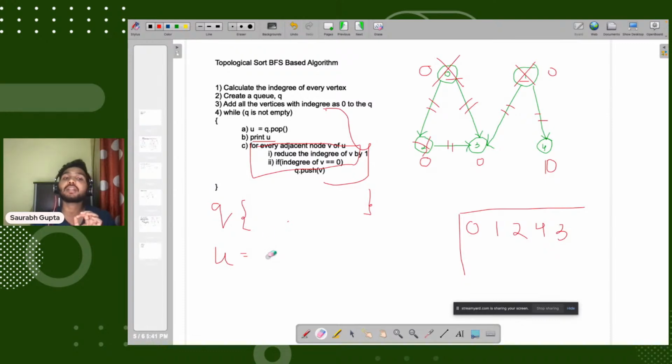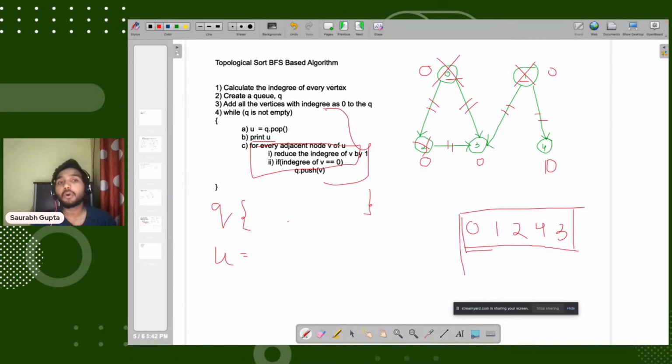Now in the next iteration, I can see that my queue is empty. So this while condition would be false and I'll come out of this while loop. And the sort order would be 0, 1, 2, 4, 3. Right? So this is the topological sort which we have got from applying this algorithm. There could be more possible topological sorts, but this is one such topological sort for the given directed acyclic graph. I assume this is clear to everyone.